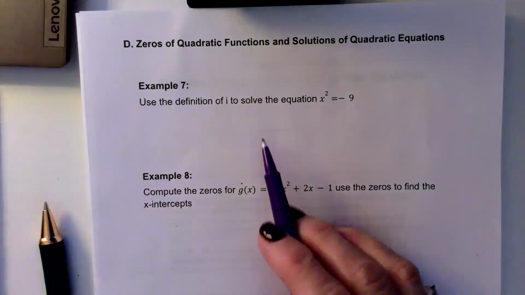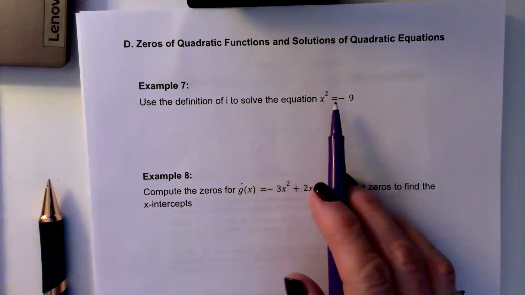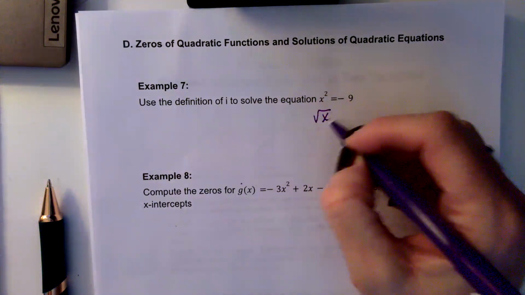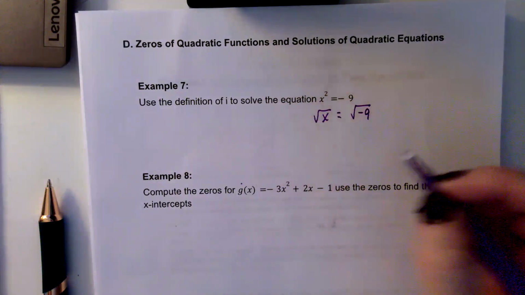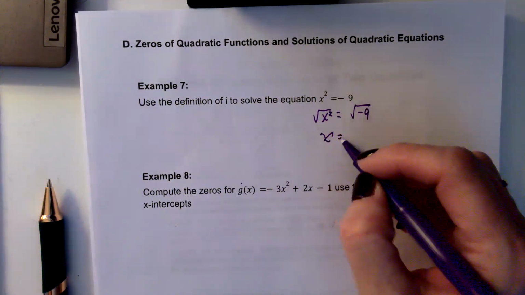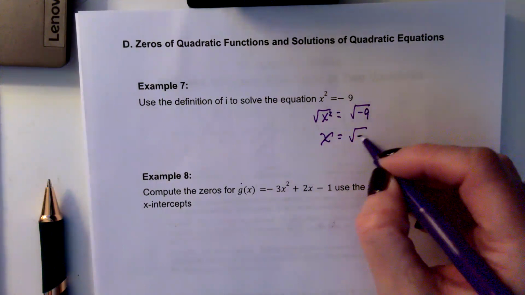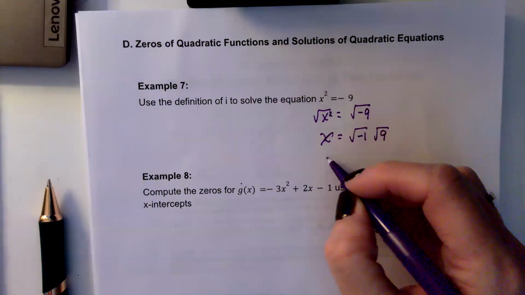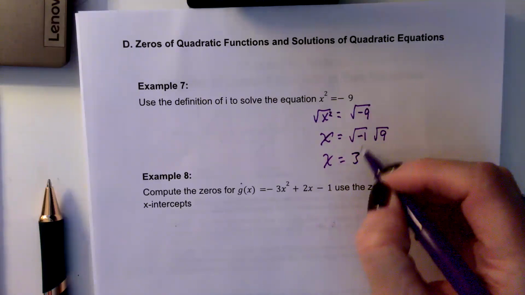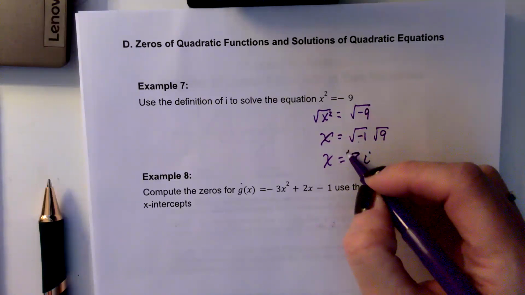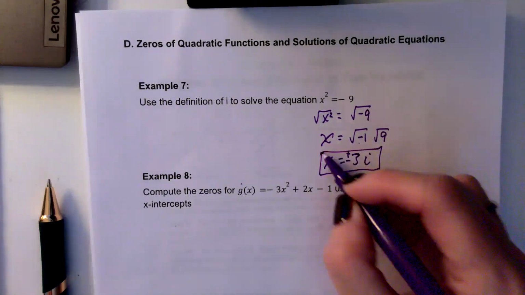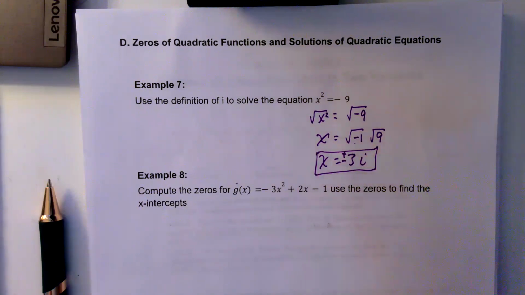Use the definition of i to solve the equation x squared equals -9. If we were going to solve for x, we would take the square root of both sides. The square root of x squared is x, and now we know that we can separate these. The square root of 9 is 3, and the square root of -1 is i. We have to remember that it is plus and minus. There are two roots there, a plus and a minus.